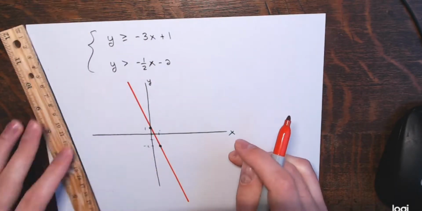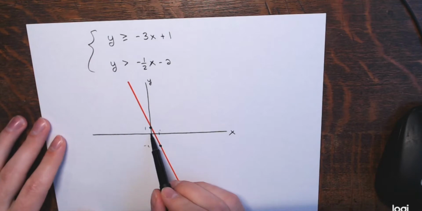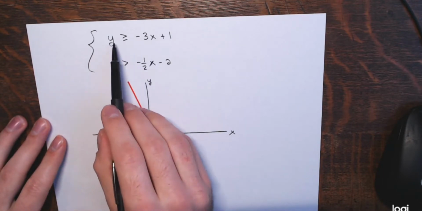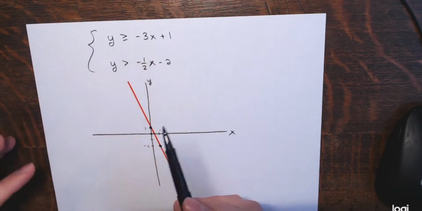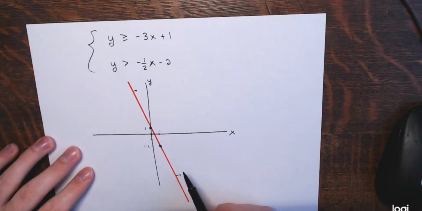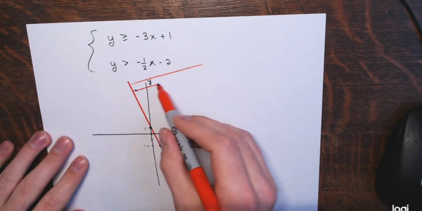And then which side of the line gets shaded? Well, again, 0, 0 is not on it. If I put in 0 for y, 0 for x, is 0 greater than or equal to 1? No. So it's this side that gets shaded. Right? So this side has all the solutions of the first inequality.